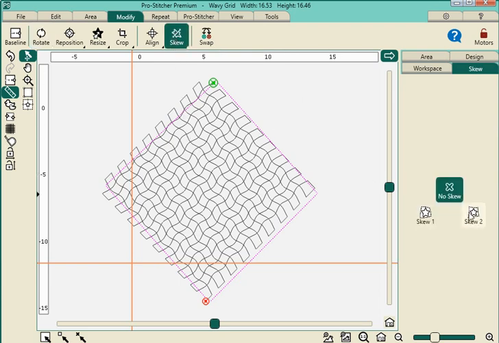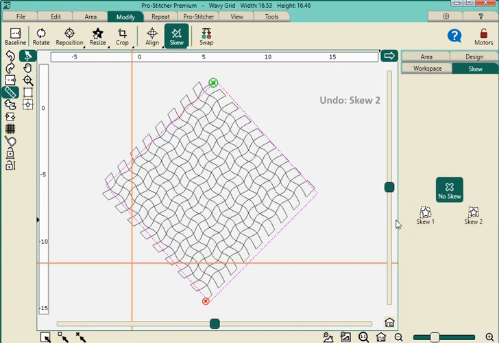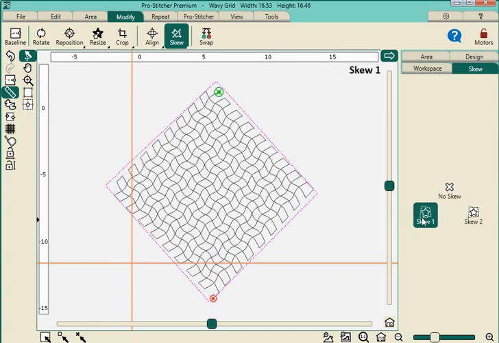Okay, so now we have a block on point, and it doesn't fit our area. And let's go to Skew. Well, that didn't work so well. So let's back out of that, and let's select Skew 1. And still not quite, but this is how I would handle that situation.